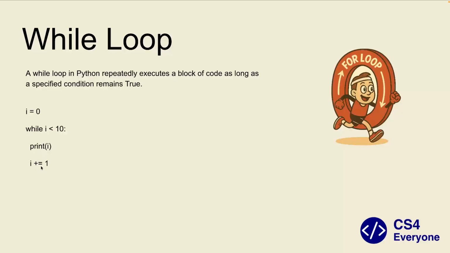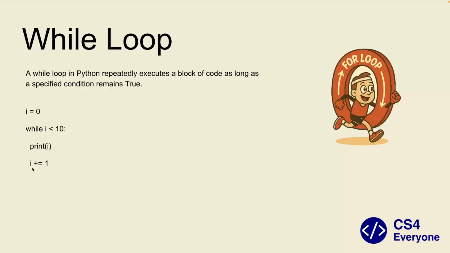So then i plus equals 1. So then i will become 1. So while i is less than 10, now that is true, so 1 will be printed. Then 1 plus 1 equals 2. 2 is less than 10, so 2 will be printed. i then becomes 3 in this line. 3 is less than 10, so 3 will be printed.